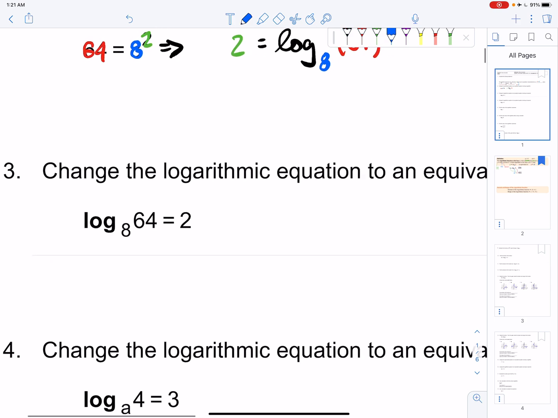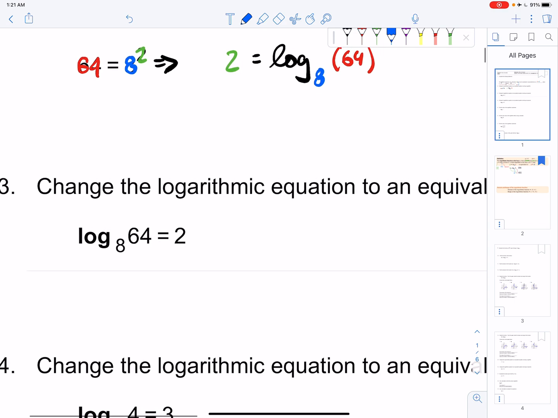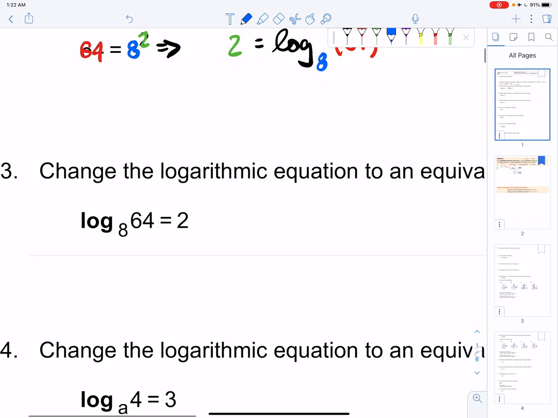Now this is changing from logarithmic back to the other way, right? Logarithmic to exponent. Okay, I always start with a base of 8. Maybe I'll even do it down below. Raised to what power? It's raised to the second power. And this all equals 64. The hardest thing for me is making sure I've got my colors right. So 8 to the second equals 64.